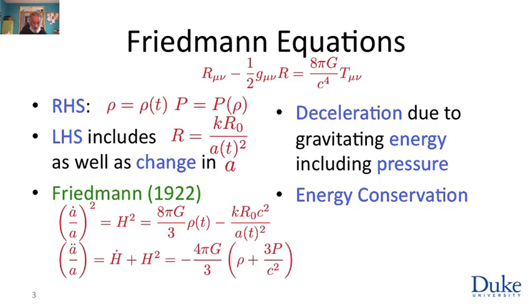There is another equation. It's called the acceleration equation. It relates A double dot. What is A double dot? That is the rate of change of the rate of change of A. The rate of change of A at any given time is something, and the rate at which that changes is A double dot. If A were the position, then A dot would be velocity, and A double dot would be acceleration. So this has to do with the acceleration of the expansion.